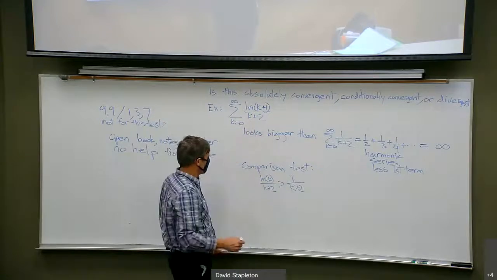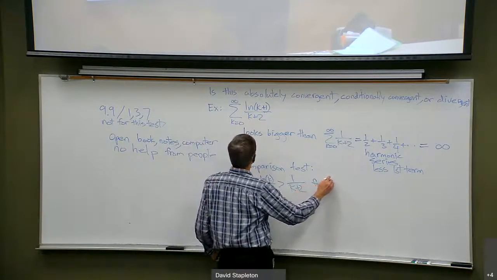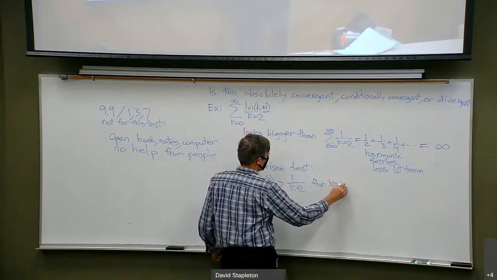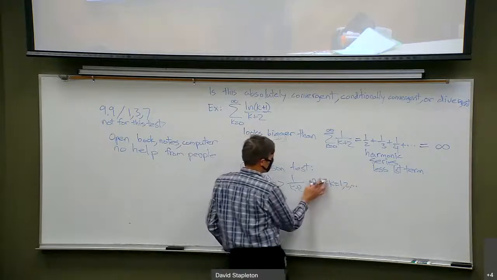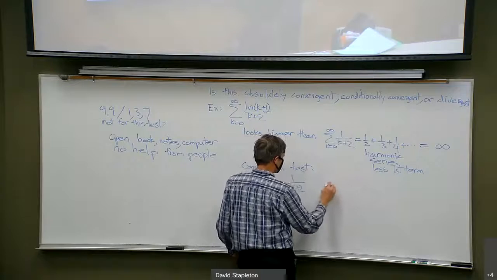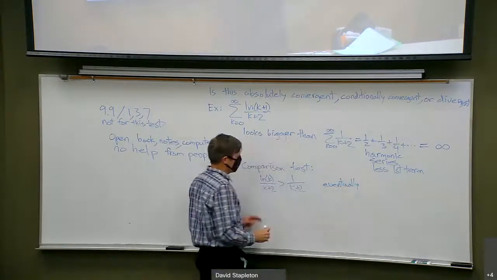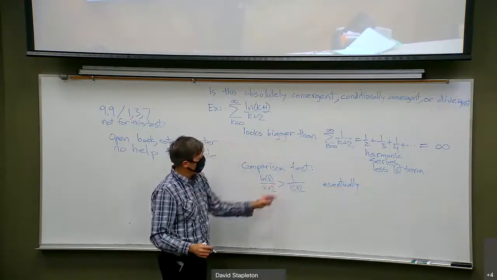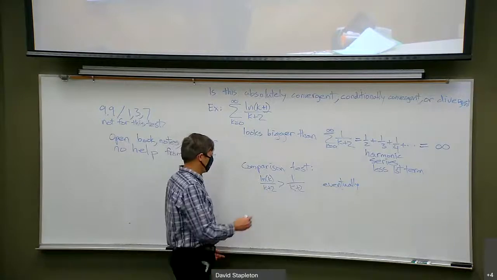And so this is bigger than this for k large enough, or at least for k after the first term. So maybe I should just put that word, eventually. I think it's just one term that doesn't hold. Eventually meaning after a finite number of terms it holds. So this is true eventually.